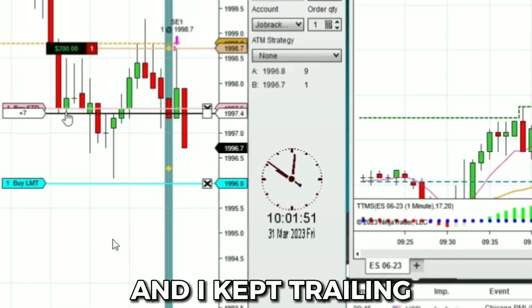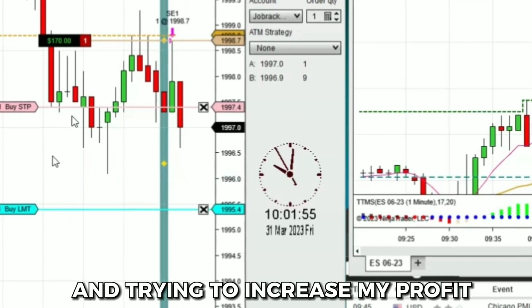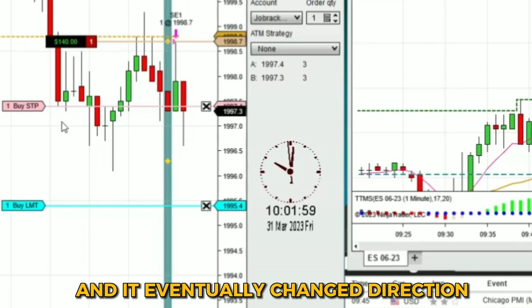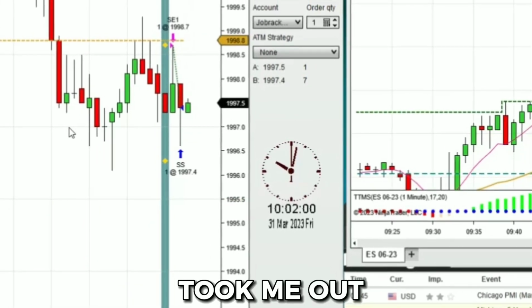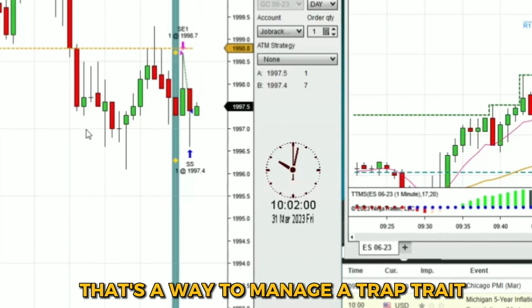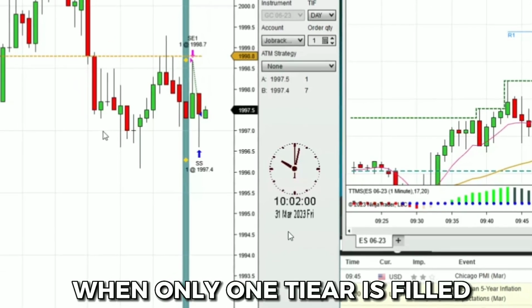I kept trailing, trying to increase my targets and trying to increase my profit. It eventually changed direction and took me out, and we had 13 ticks, or $130, of profit. That's a way to manage a trap trade when only one tier is filled.